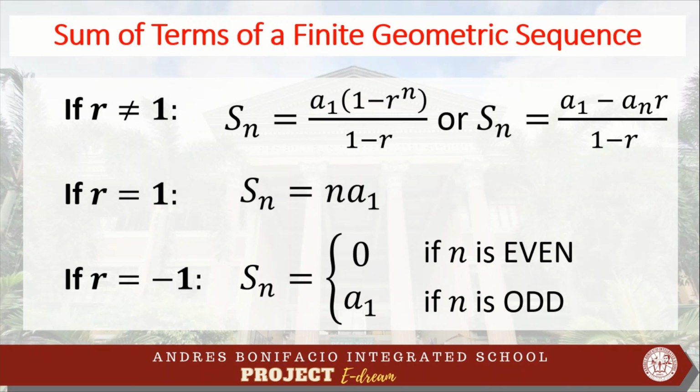Here are the formulas in finding the sum of terms of a finite geometric sequence. A finite geometric sequence is a sequence that has a definite number of terms. To better understand when and how to apply these formulas, let's have the following examples.